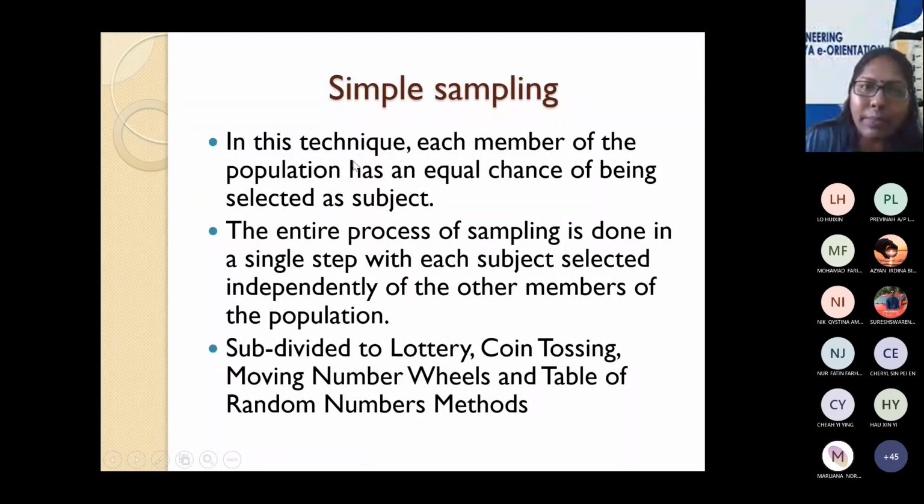So simple sampling is where each member of the population has an equal chance of being selected as a subject. This is simple random sampling. You independently put your samples and then you just pick. You have no criteria to pick them. You can even close your eyes and blindly pick some samples. They can be close together, they can be very far apart. So that is the simple sampling.